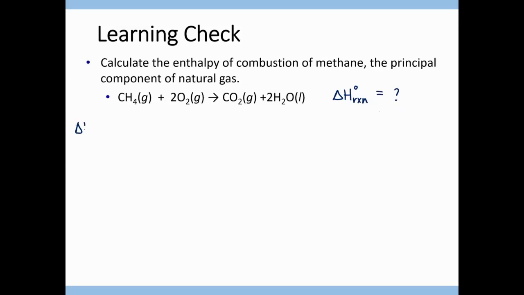I'm going to rewrite the general equation. So change in enthalpy of a reaction. We take the sum of the coefficient for each product multiplied by the change in enthalpy of formation of each product. So the sum of all of the products, change in enthalpy of formation multiplied by their coefficients, and then subtract the same thing but for reactants. So coefficient of each reactant multiplied by the change in enthalpy of formation of each reactant.